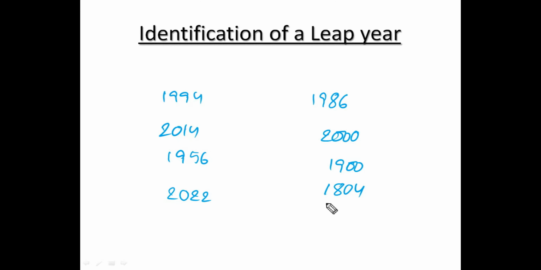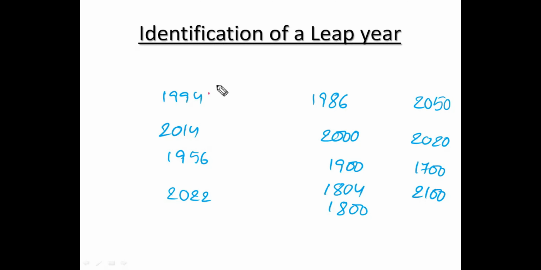1804. 1800. 2050. 2020. 1700. 2100. Yeah, I think you have answered all the questions in your mind. Yeah, what are your answers? 1994. Yes, leap or non-leap?